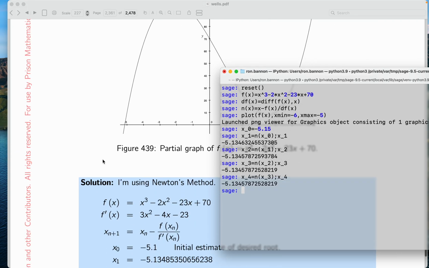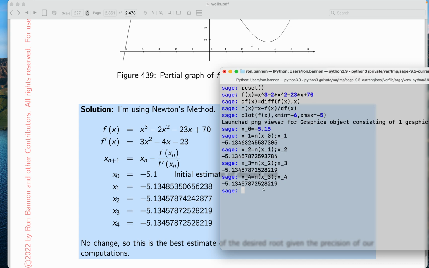Let's scroll down. And certainly we're getting the same thing. Now their initial guess was minus 5.1. My initial guess was minus 5.15. All right. It still took the same number of guesses, by the way. So we got the same answer in the end. Remarkable. It's a great numerical technique. Still being taught today, but it's generally being taught today at the level of Calculus 1.